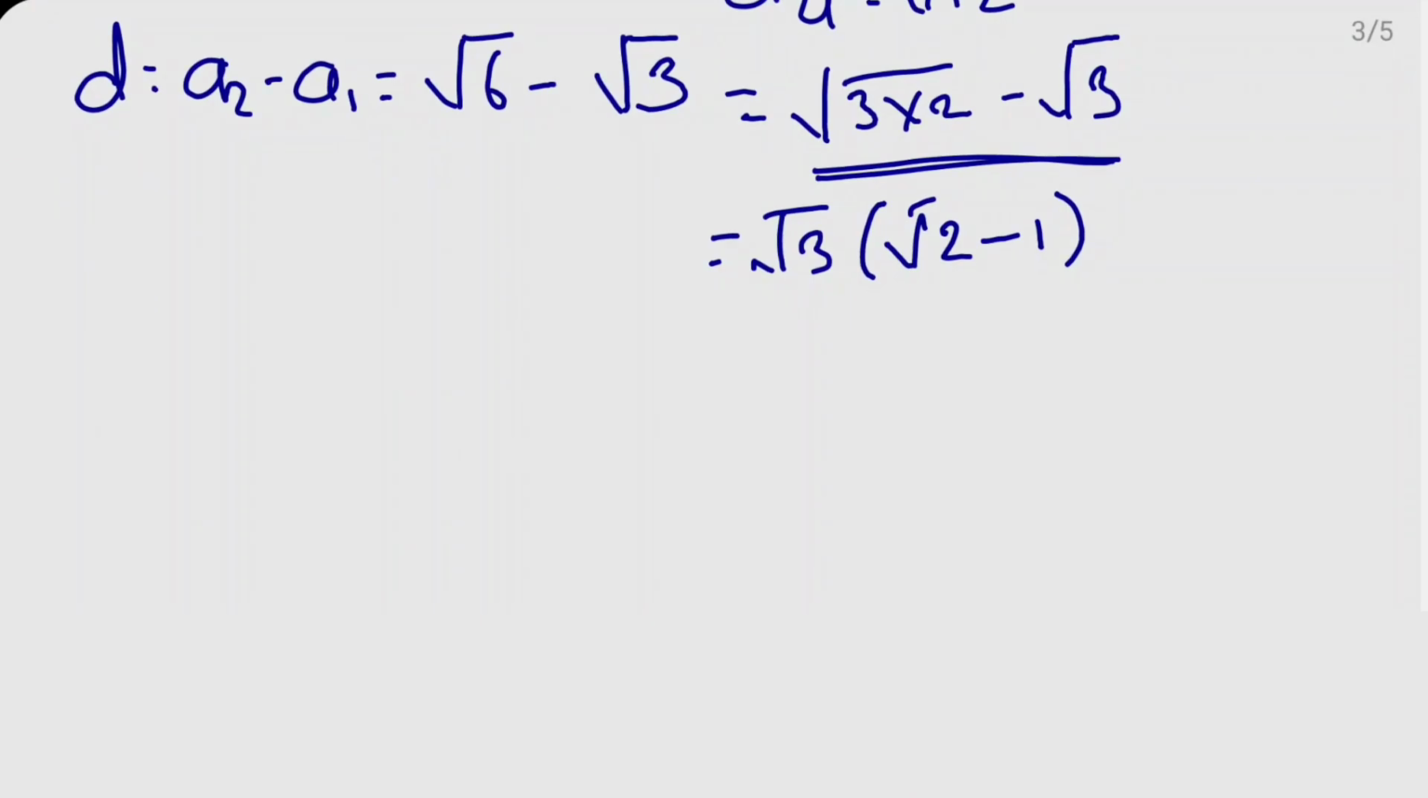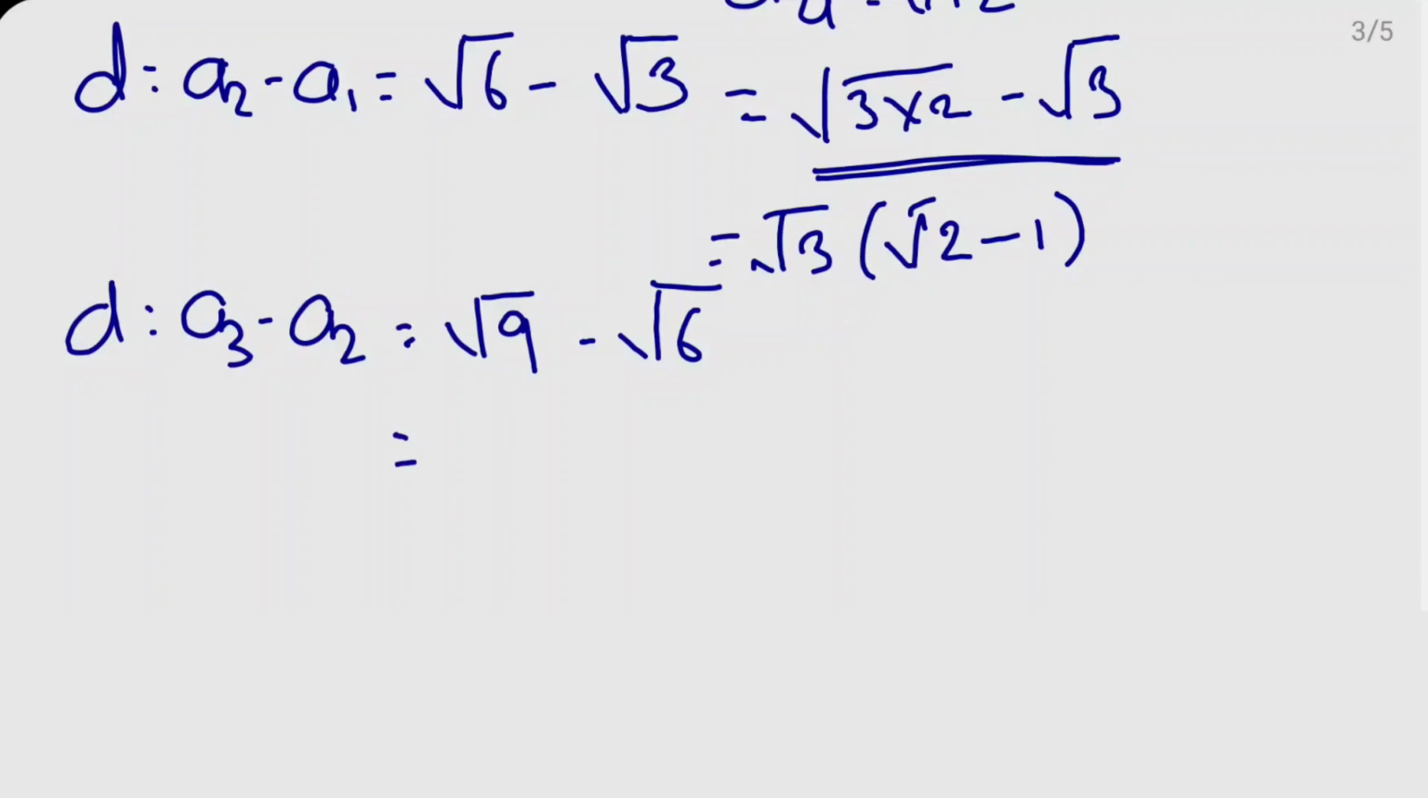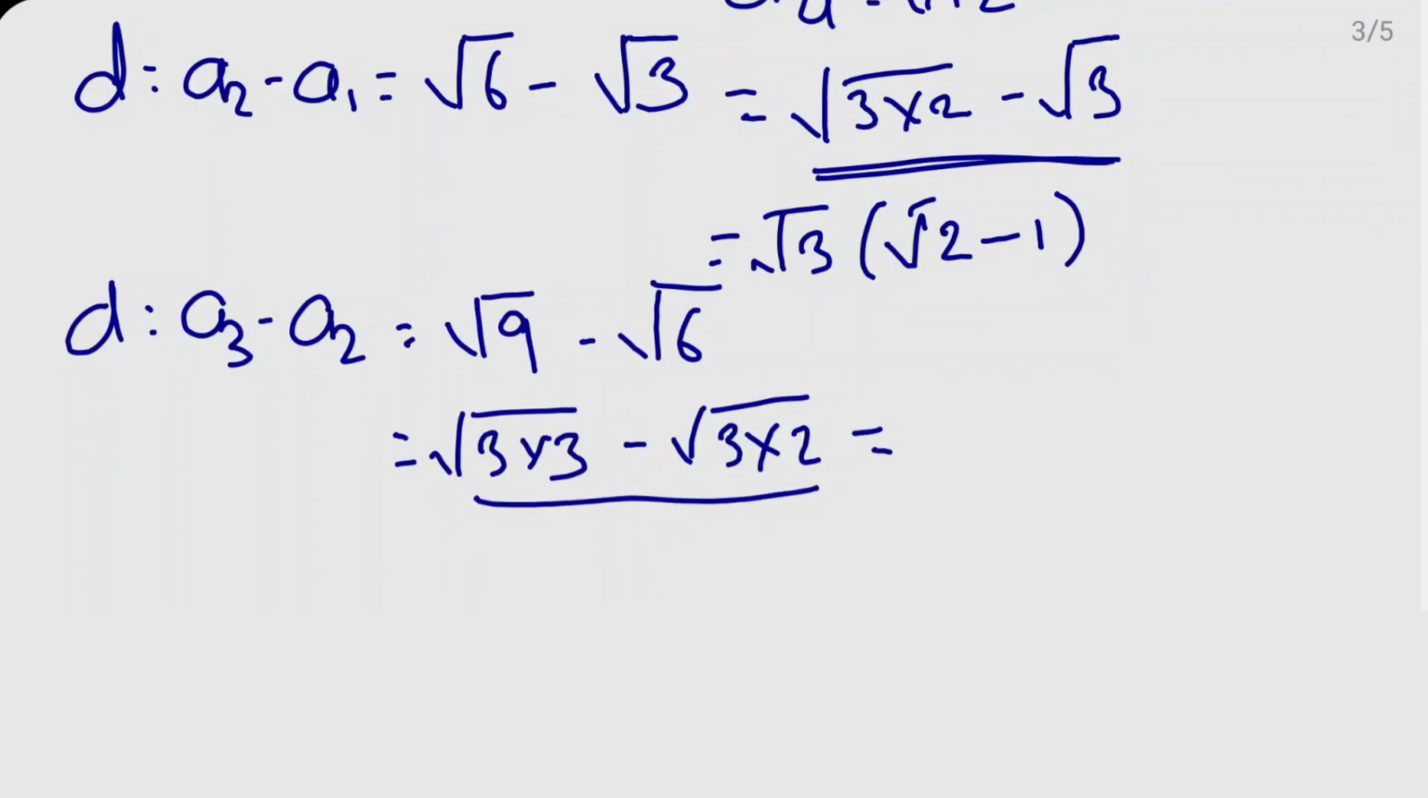And now D equal to A3 minus A2. So A3 is root 9 minus A2 is root 6. So here root 9 we can write 3 into 3, and minus root 6 we can write 3 into 2. So here in these two terms root 3 is common. Take outside root 3. So the remaining term is root 3 minus root 2.